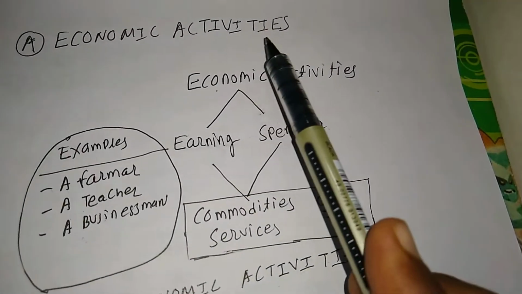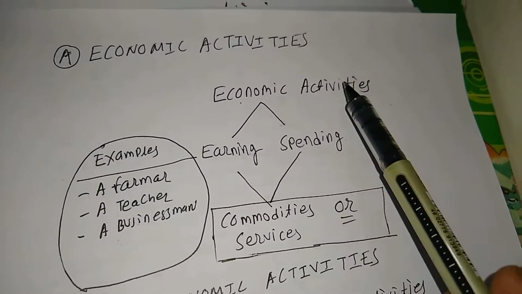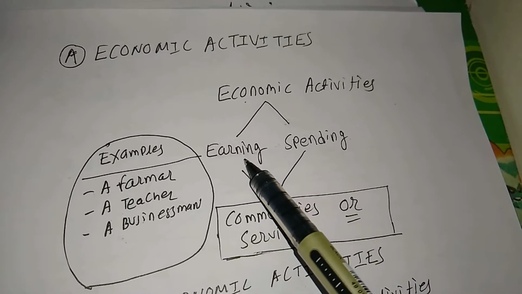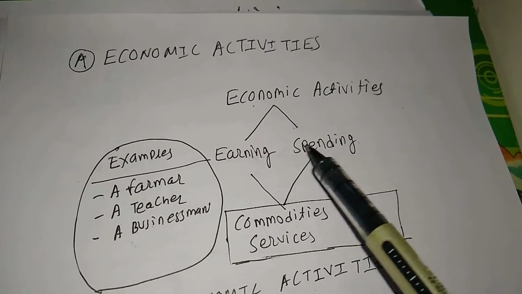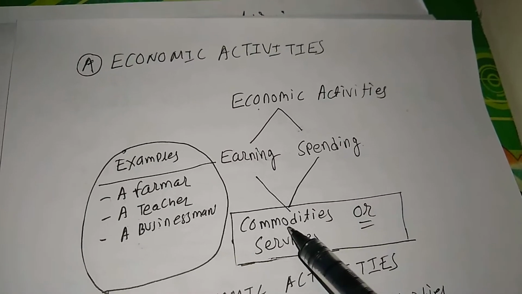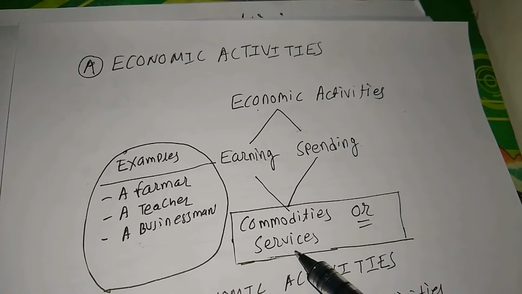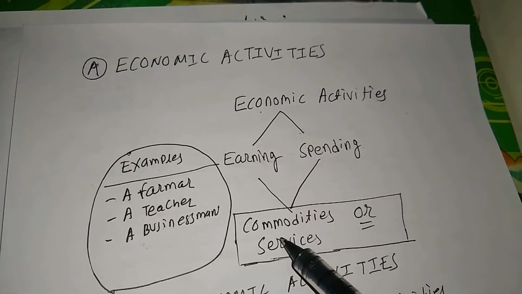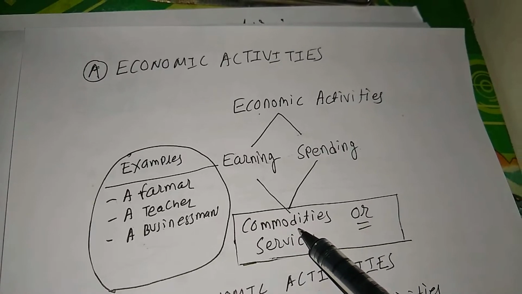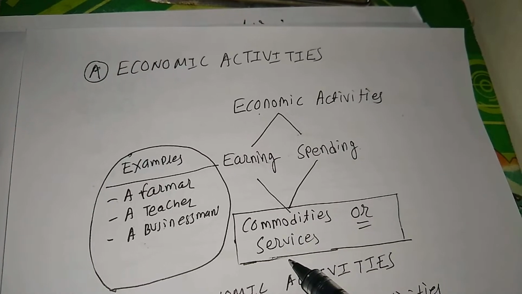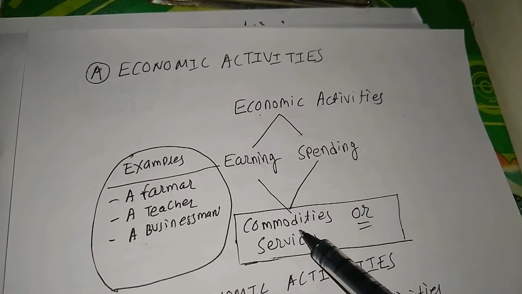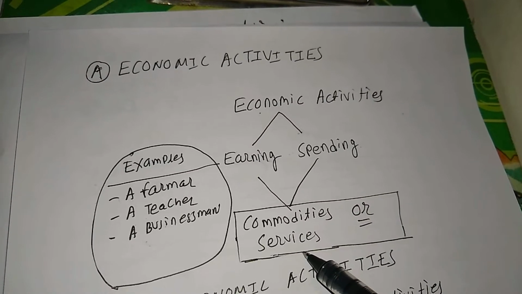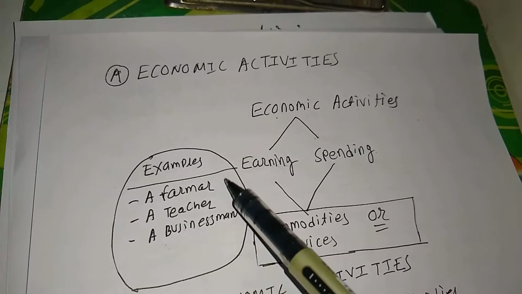So now what does the paperwork say? Economic activities relate with either earning or spending, but earning and spending for commodities or services. Means either you are earning through selling commodities or providing some service, or you are spending for commodities or for some services. Examples are farmer, teacher, businessman.